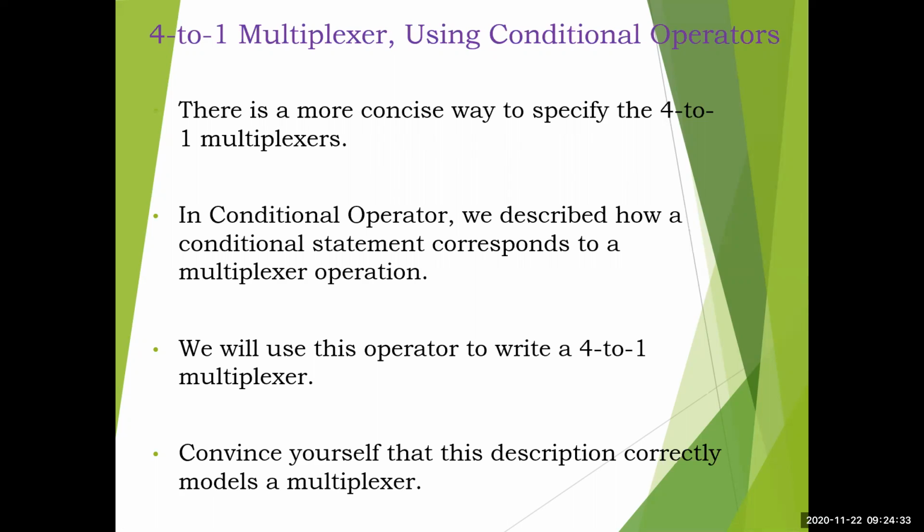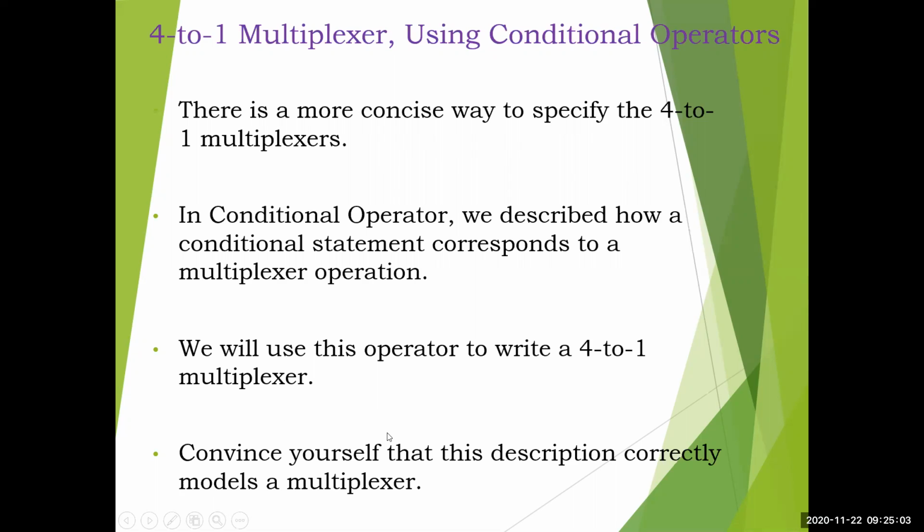In the conditional operator, we described how a conditional statement corresponds to a multiplexer operation. When I was explaining the conditional operator, I told you that it is analogous to the implementation of a 2 to 1 mux. Now our design is a 4 to 1 mux. One conditional operator is a 2:1 mux, so you need to build a 4:1 mux using 2 to 1 muxes, and that can be written as conditional operators. So you'll use this operator to write a 4 to 1 multiplexer.